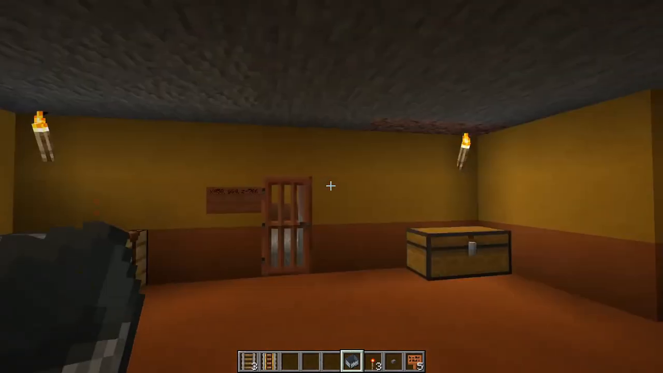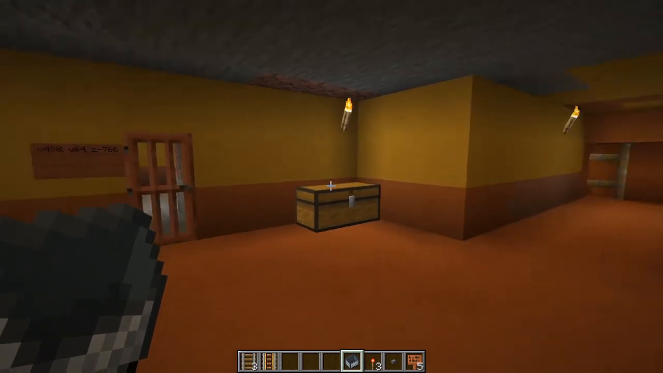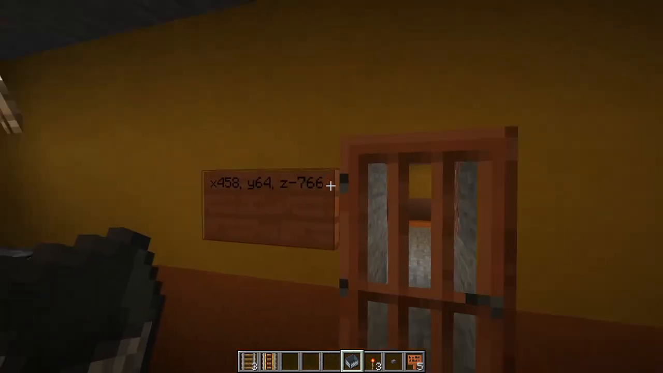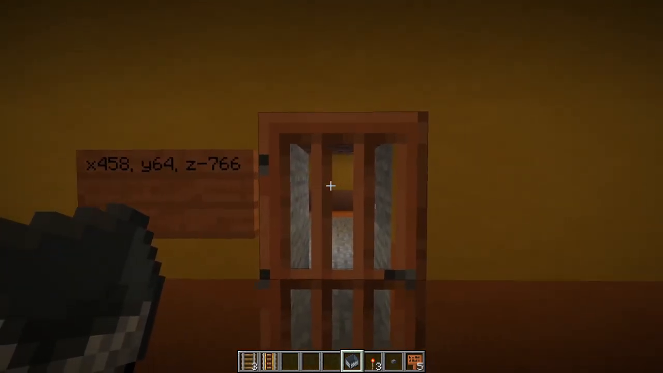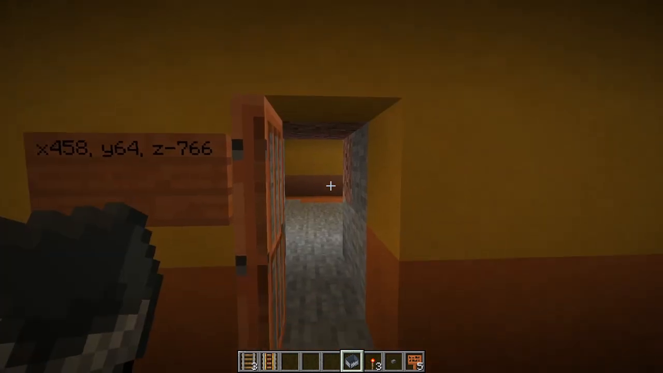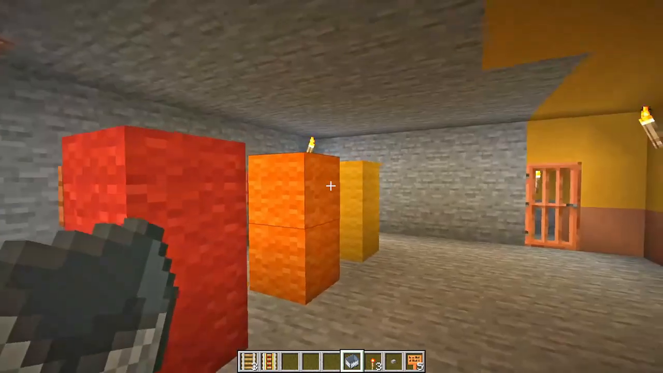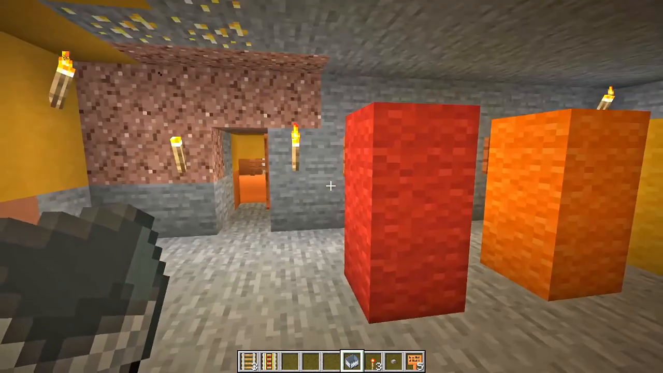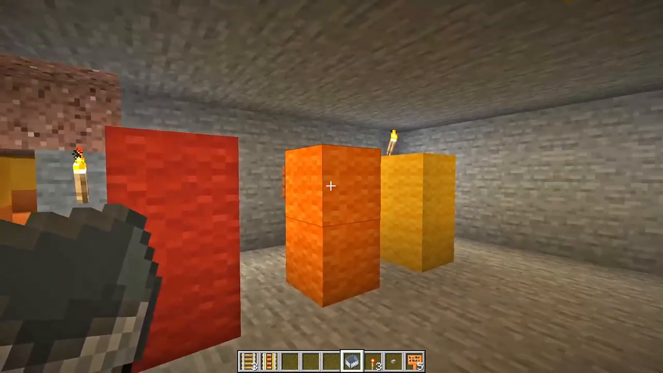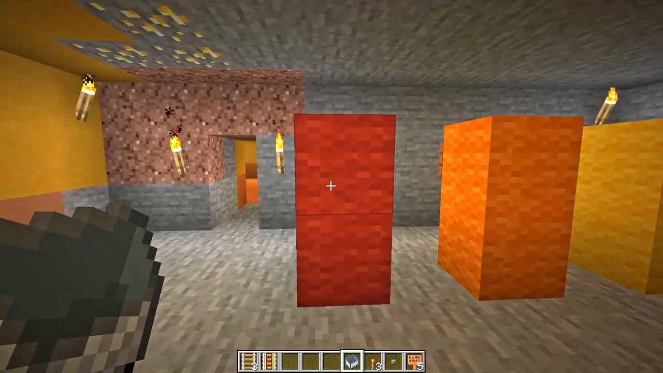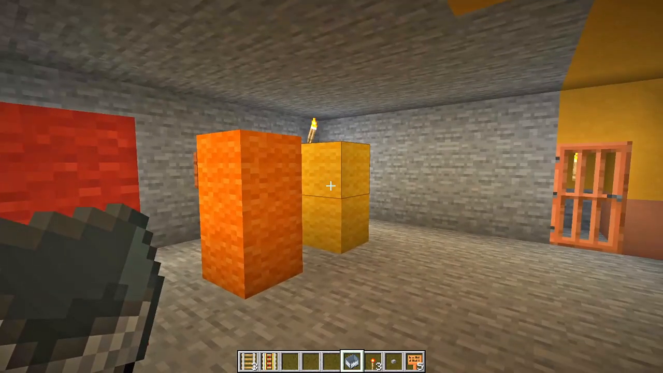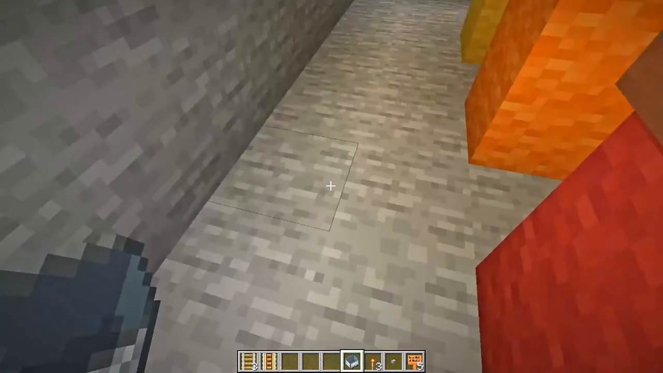Okay, so you will see something new. We have a door here. And you see I've been playing around with coordinates, so I have these signposts everywhere. Okay, so this is going to be our rail station. As you can see, I've been using the colored wool again. So red, orange, yellow, and I've already labeled what I want them to be.